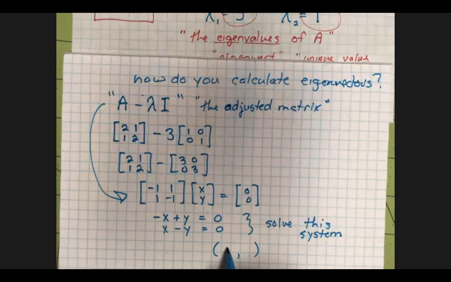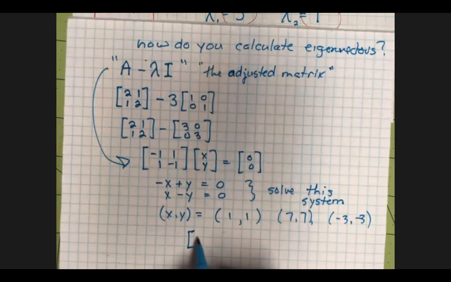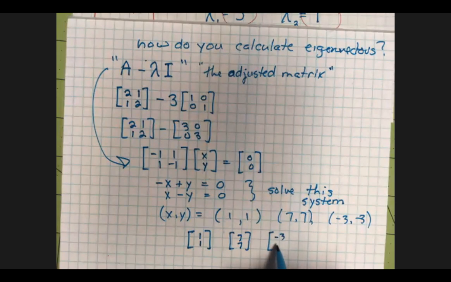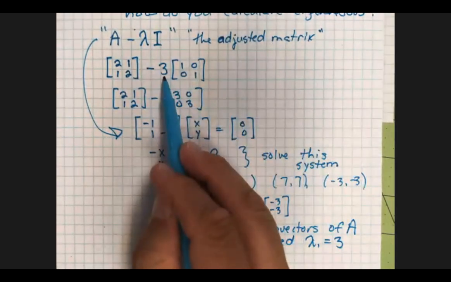Both of these equations become y equals x, right? So 1, 1, 7, 7, negative 3, negative 3. Those are all solutions to this system. That's how you used to say it in your algebra class. In my linear algebra class, I'm going to say 1, 1, 7, 7, and minus 3, among billions of others, are all eigenvectors of A associated with what? Associated with the eigenvalue 3, because they came from the calculation when I form the adjusted matrix with lambda equals 3.